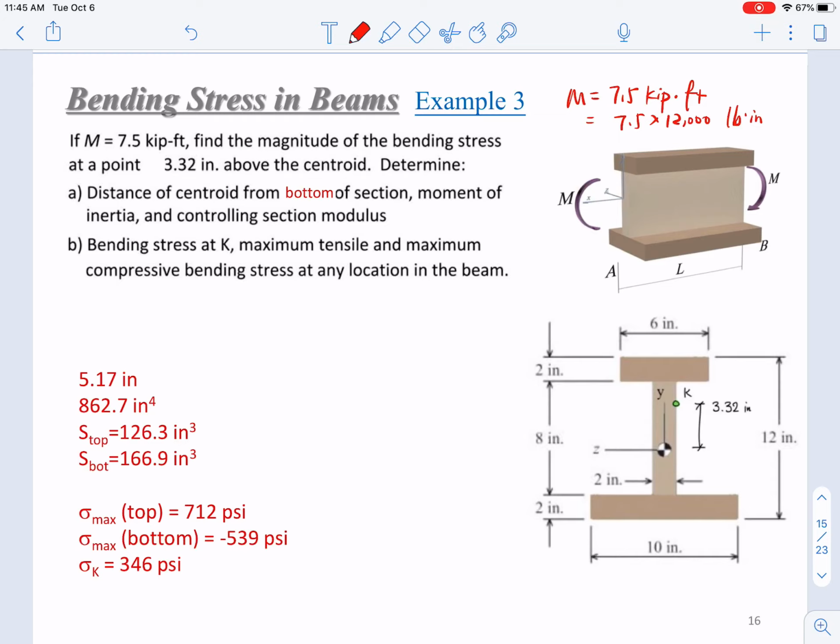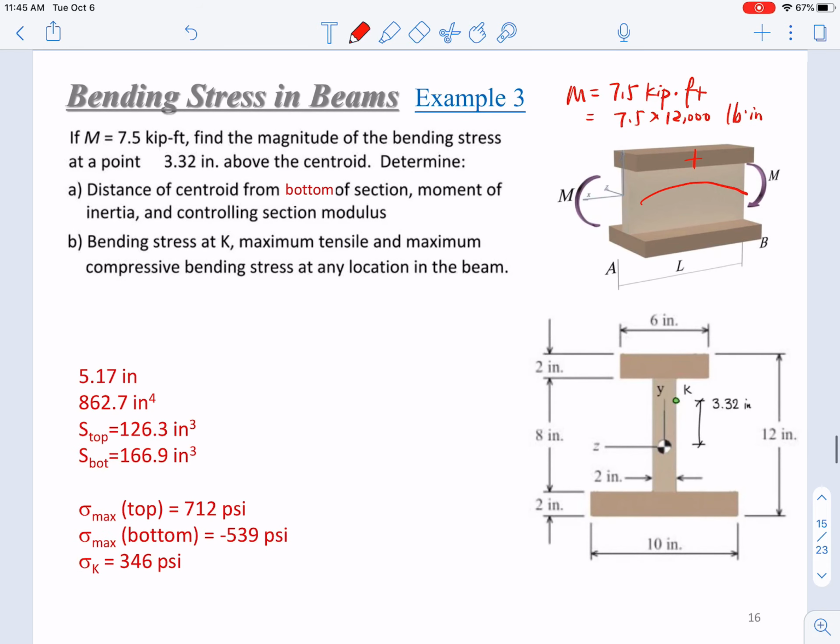But what is the sign of this bending moment? Look at the direction of the bending moment M. If you apply this bending moment, the section will deform in this way. On the top, it will be positive, in tension. At the bottom, it will be in compression, negative. So this is a negative bending moment. Strictly speaking, it should have a negative sign, but we will not carry the negative sign when we calculate the stresses. So it doesn't matter.